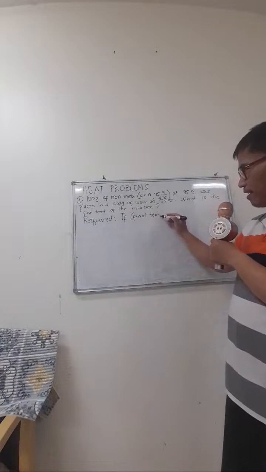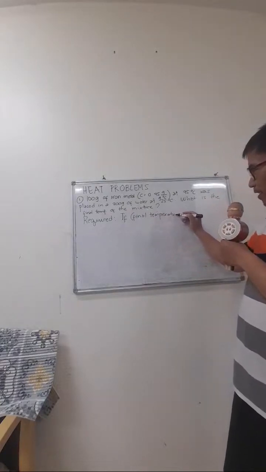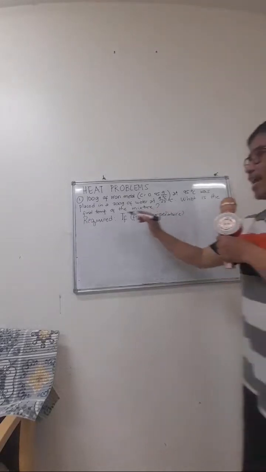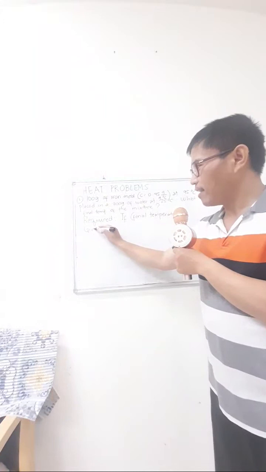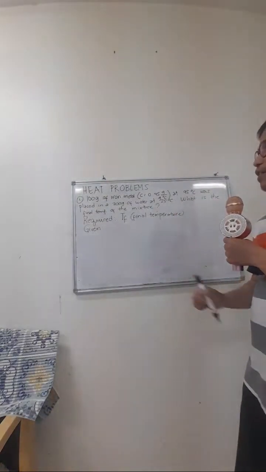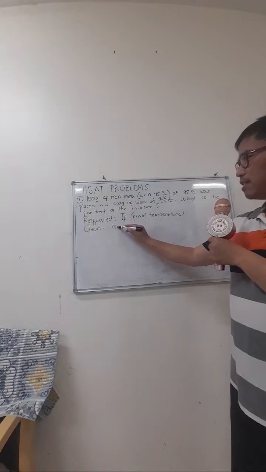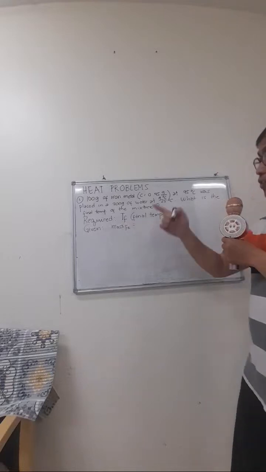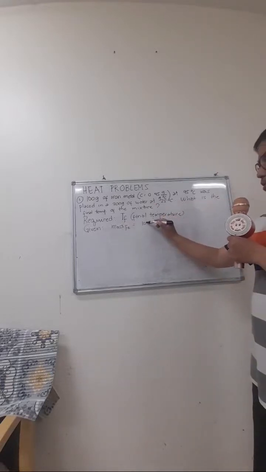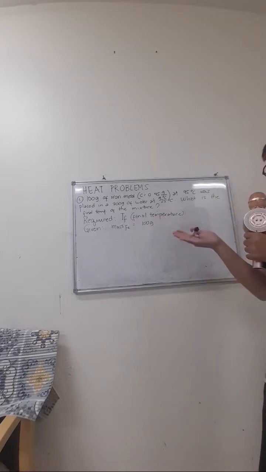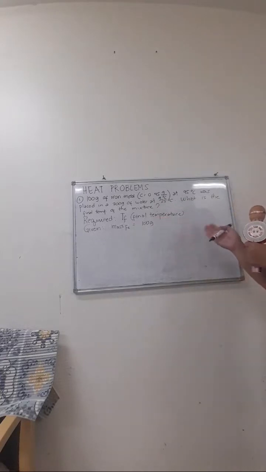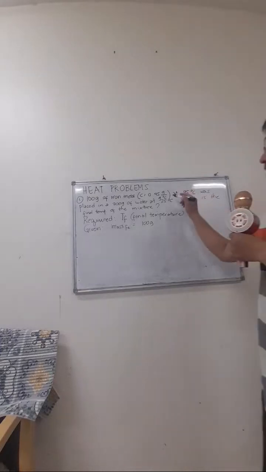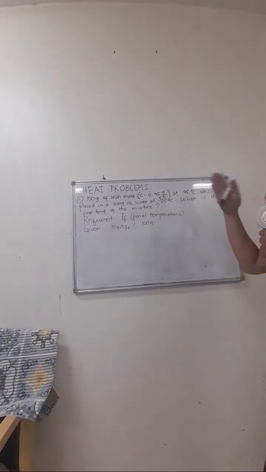Required. Next, data or given. What are the givens in the problem? We have the mass of Fe, iron, 100 grams. Since our topic at this moment is all about heat energy, our specific heat capacity is very important. Specific heat capacity.